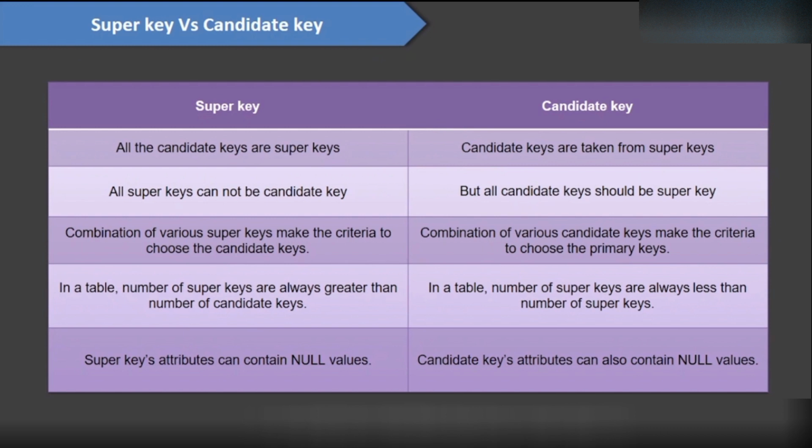In a table, the number of super keys is always greater than the number of candidate keys. Now let's have a look at null values: super key attributes can contain null values, whereas candidate key attributes can also contain null values. So in both cases, this is the same, right?